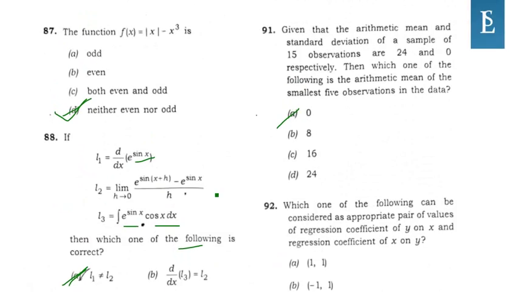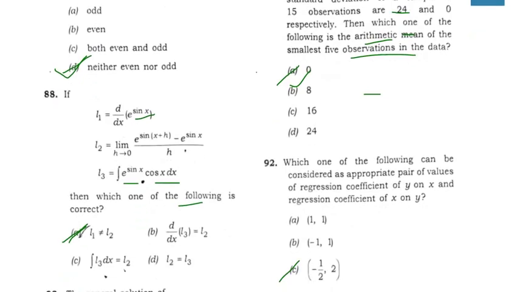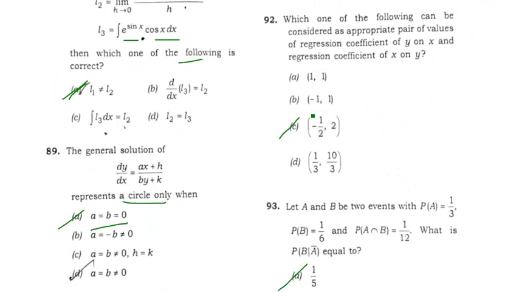Next question is 91st. Given that the arithmetic mean and standard deviation of a sample of 15 observations are 24 and 0 respectively, which of the following is the arithmetic mean of the smallest 5 observations in the data? So obviously A option is true. Which of the following can be considered as an appropriate pair of values of the regression coefficient of y on x and the regression coefficient of x on y? So right option is minus 1 by 2 and 2.